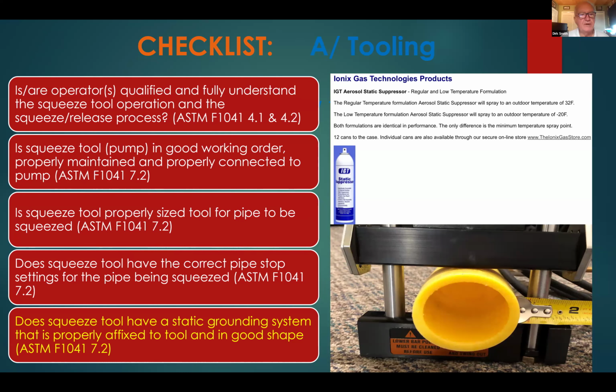And James, Dirk has it. Yep, go ahead. James, can I ask you a question then? How do you make sure that the squeeze tool is properly sized for the pipe? How would a guy in the field know to double-check?